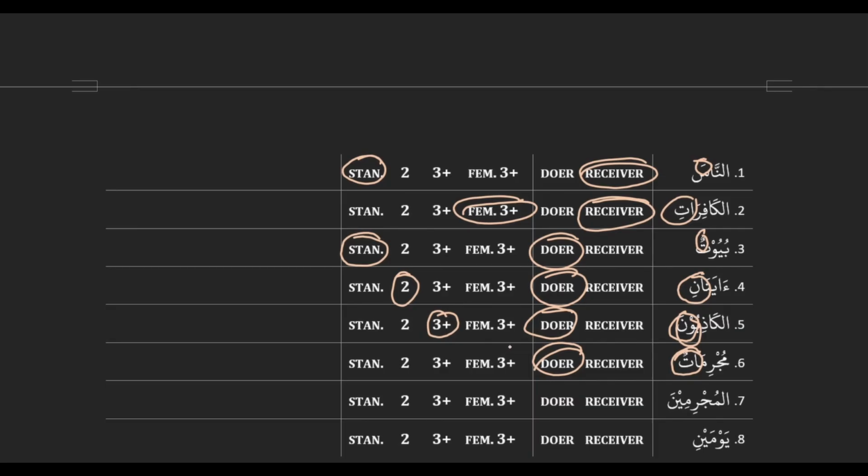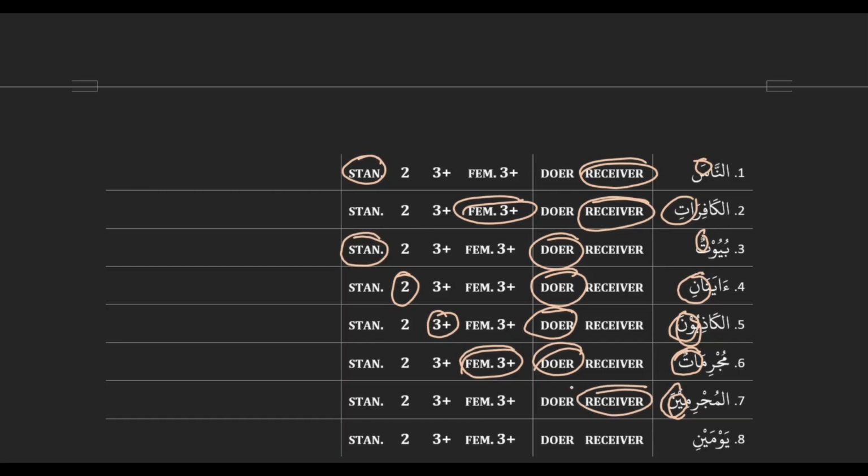Okay. Al-mujrimina, sorry. I have to look at the full ending. Ina is our ending, because our base word is mujrim. So on top of that we have ina. And then an, aini, ina. Ina is our receiver, and plural. Good.